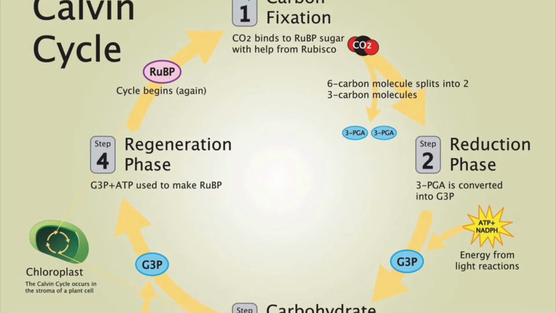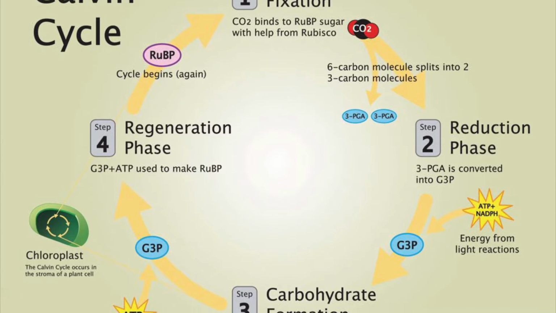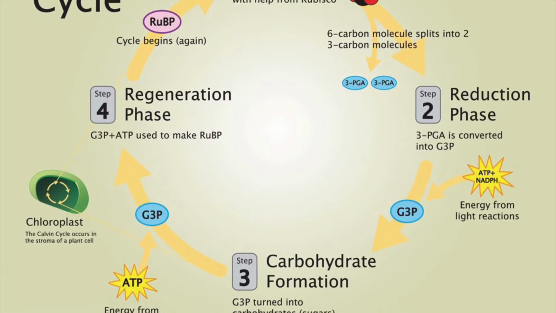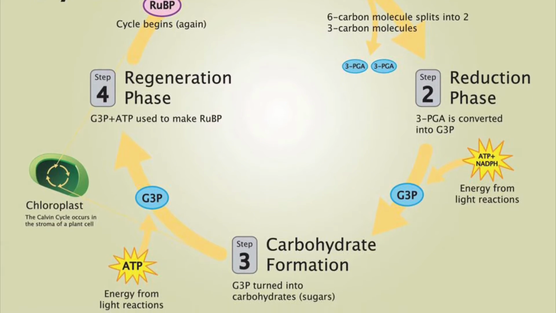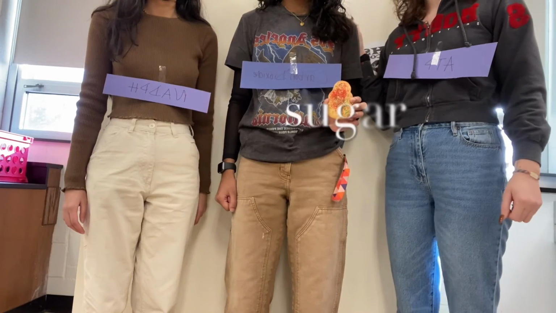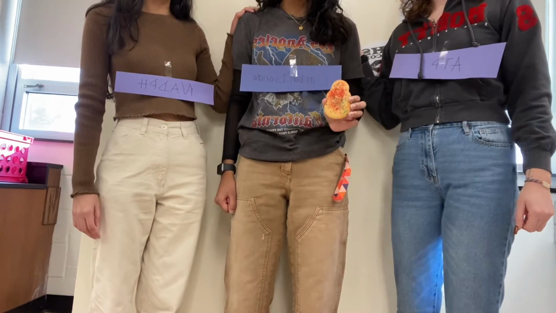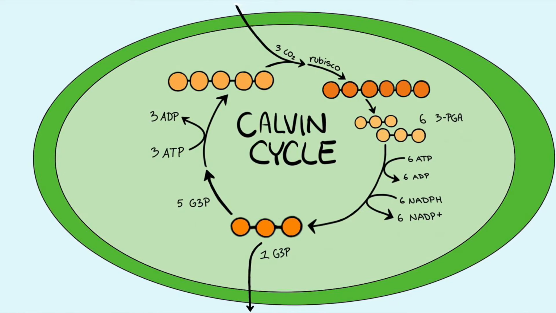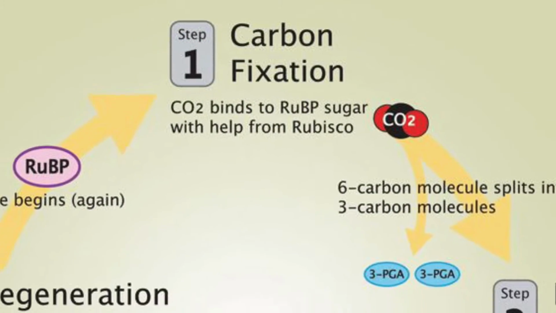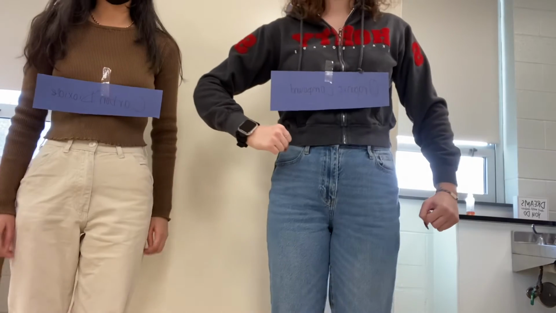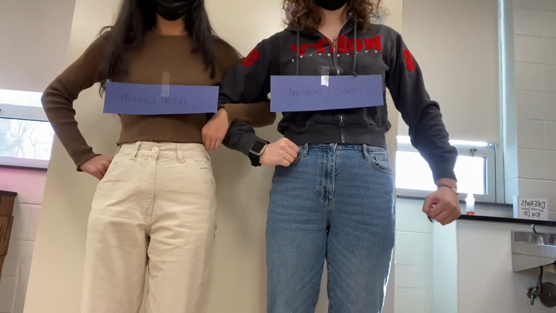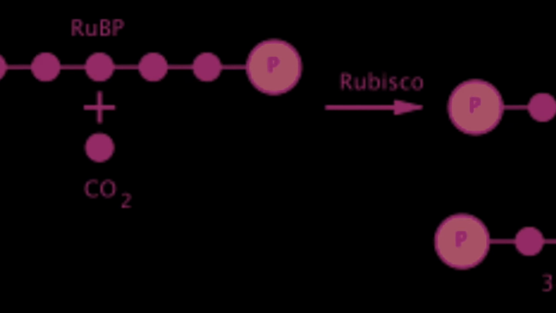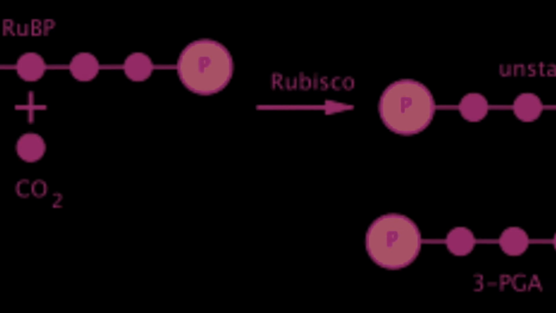So now we move on to the second part of photosynthesis, the Calvin cycle. This cycle is considered a light-independent reaction because it does not directly require sunlight in order to react. The Calvin cycle produces sugar from carbon dioxide using ATP and NADPH that are produced from the light-dependent reactions we talked about before. The first phase in the Calvin cycle is carbon fixation. This refers to the attachment of carbon dioxide to an organic compound. During carbon fixation, carbon dioxide binds to the ribulose biphosphate, or RUBP.